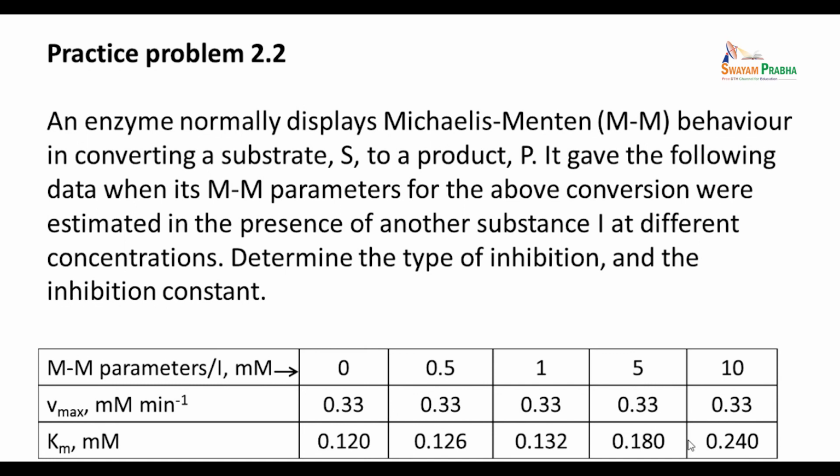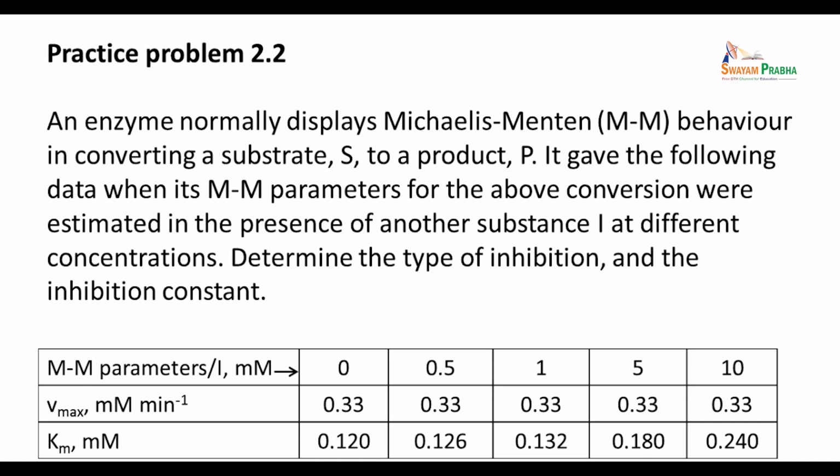Practice problem 2.2. An enzyme normally displays Michaelis-Menten behavior in converting a substrate S to a product P. It gave the following data when its Michaelis-Menten parameters for the above conversion were estimated in the presence of another substance I at different concentrations. Determine the type of inhibition and the inhibition constant. The Michaelis-Menten parameters Vm and Km at different inhibitor concentrations were given in this table.